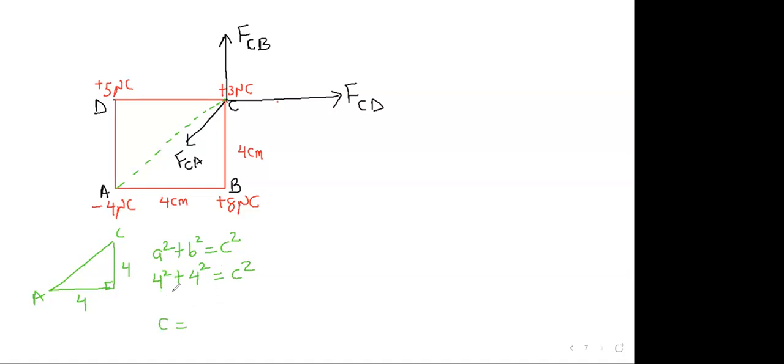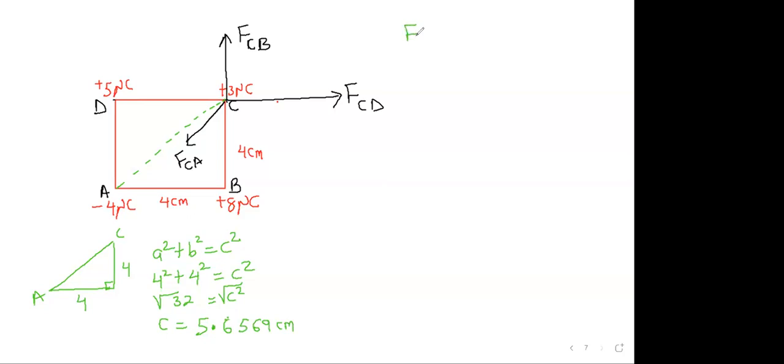32. 32 is equal to C squared. So get a square root. So C is equal to? Now, for such numbers, in order for you to be accurate, write to at least 4 decimal places. Yeah, 5 points. These are centimeters.